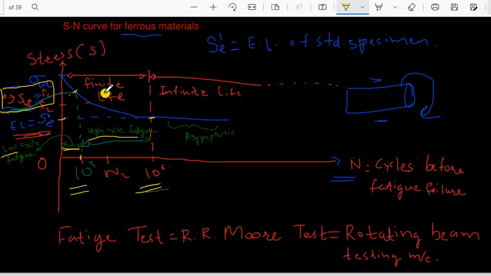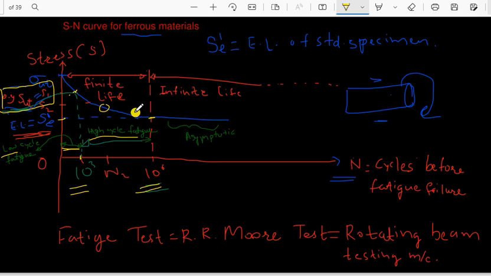Actually the numericals or questions will come from the log-log graph. That is, if you want to find a particular life cycle. Let us say here you want to find the life cycle of a component, and you know the SE value, then the ultimate strength, or it may be the yield strength, and the endurance limit.